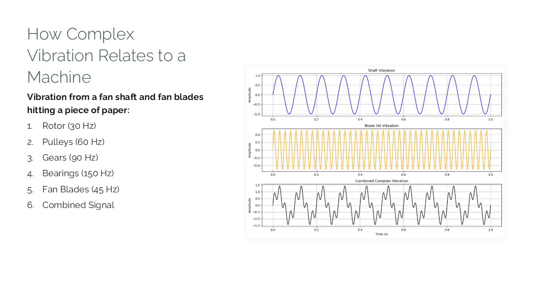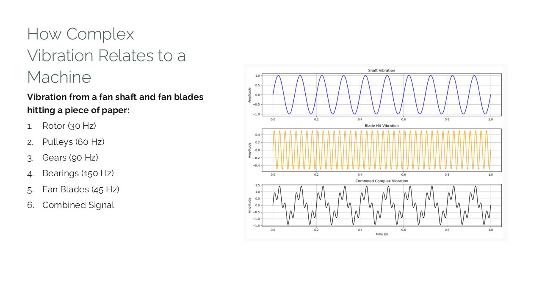Here's the waveform diagram illustrating the vibration from a fan shaft and fan blades hitting a piece of paper. Breakdown of the diagram. Number 1, top plot, shaft vibration, 10 Hz. Represents the low-frequency oscillation due to the rotating shaft. Smooth and periodic.